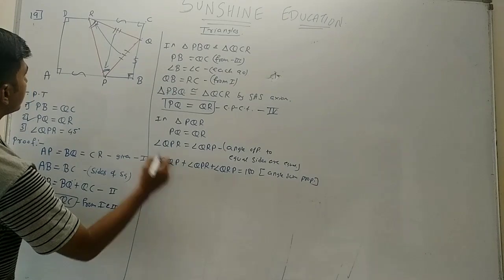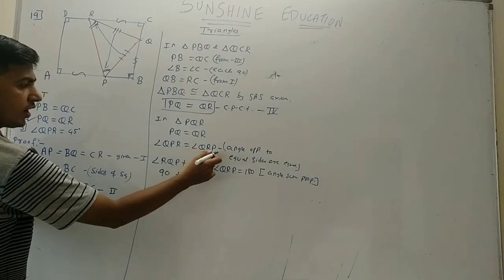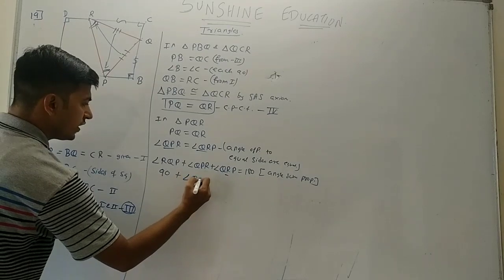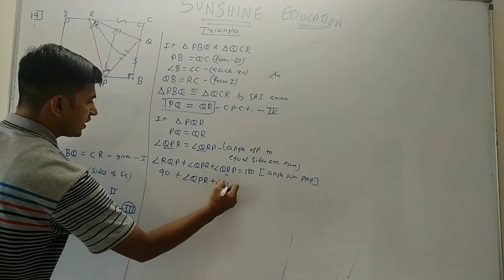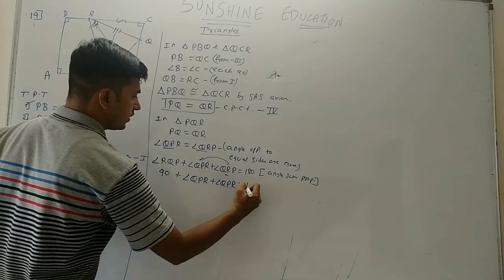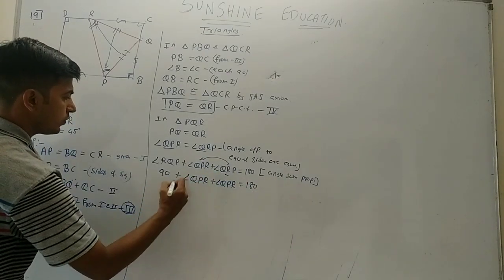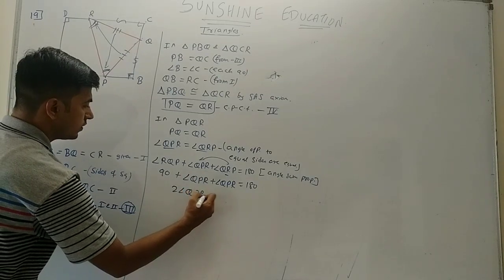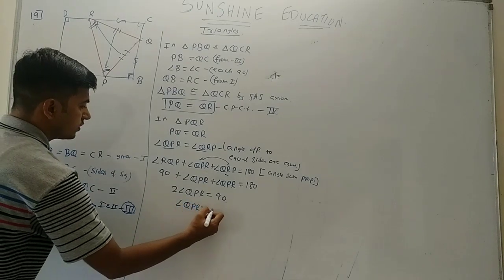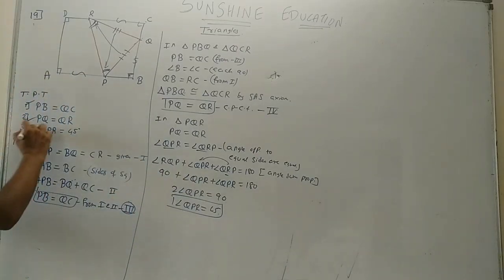Now, RQP is 90, plus QPR and QRP. This angle and this angle are both equal, so I can write QPR and QPR again. In place of this I can write this, because they are equal, is equal to 180. 90 will go there and get subtracted. 2 QPR is equal to 180 minus 90. Angle QPR is equal to 45 degrees. Okay, so this was the last part.